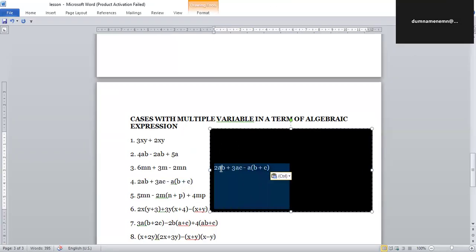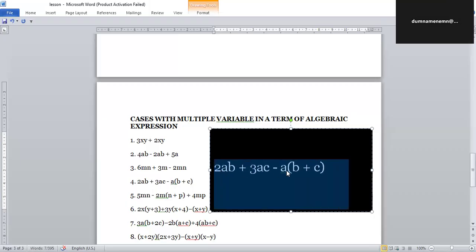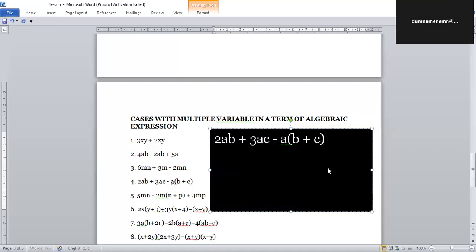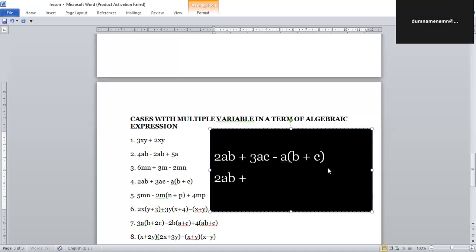Now, solving question 4 is more technical than the previous question we did. So what you're going to do, first thing, you're going to simplify the bracket. So we have 2ab plus 3ac. Now, the negative a is going to multiply everything in the bracket. Remember what precedes the bracket, multiply what is in the bracket.